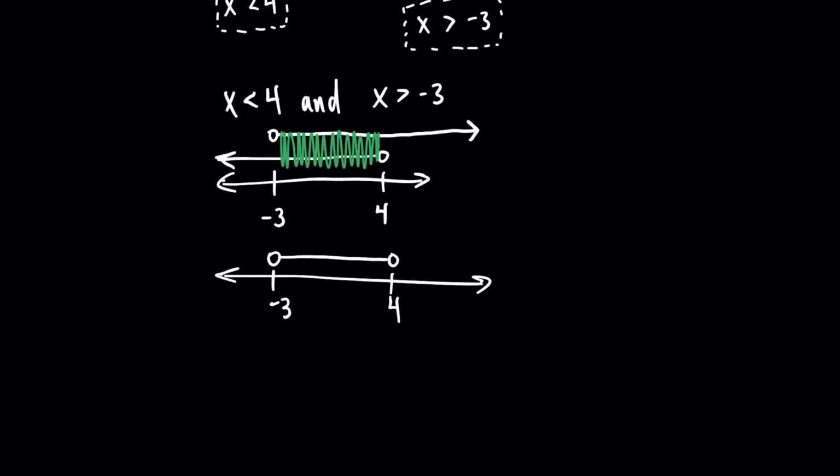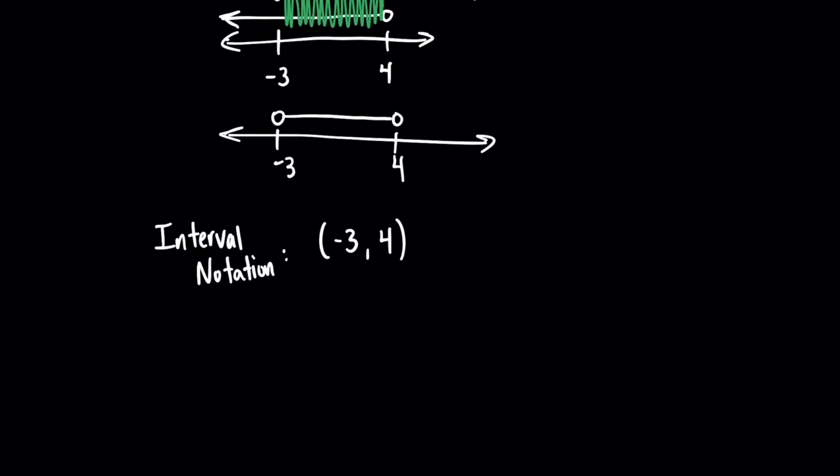If we go with interval notation, we'll start at -3 with a parenthesis because we're not including it. And we'll go until 4 with another parenthesis because we're not including that either. Okay, so this is interval notation. And then set notation.